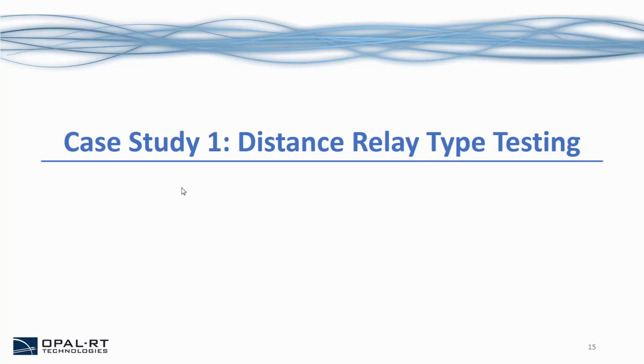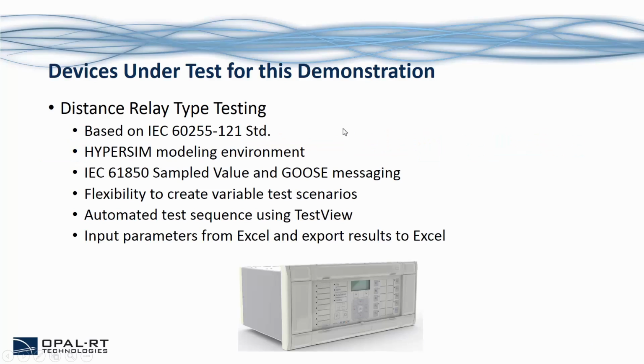So now let's proceed to the demos. The first demo is a distance relay type testing demo. It is developed based on the IEC 60255-121 standard. The demo is developed in HYPERSIM, and there is also a test sequence programmed in TestView. In this demo, we're using the IEC 61850 sampled value and GOOSE messaging to communicate with the relay under test. And we're using a model-based design and testing methodology just to create more realistic testing scenarios.